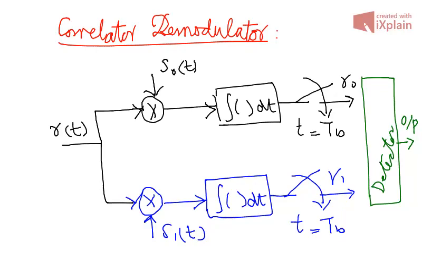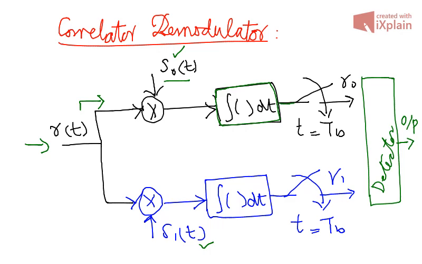The correlator demodulator is shown in this block diagram, and you can observe that there are two branches, the upper branch and the lower branch. So the received signal r(t), when it passes through the upper branch, is multiplied with S0(t). We have taken S0(t) and S1(t) as the two orthogonal signals, right? So in the upper branch it is multiplied with S0(t), and then this product is integrated.